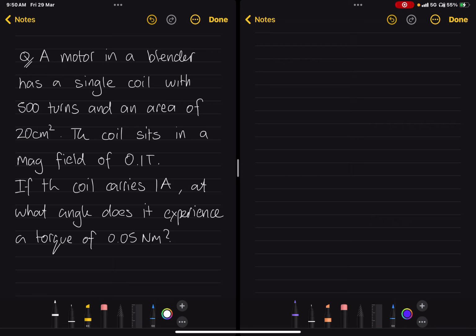Okay, so here for our answer we're going to be using our torque coil formula, but now we're going to be solving it for theta. So we have torque on a coil is equal to N times current times area times field times sine of theta. Divide both sides by NIAB. This cancels all of these. This tells us sine theta is equal to torque on the coil divided by NIAB.